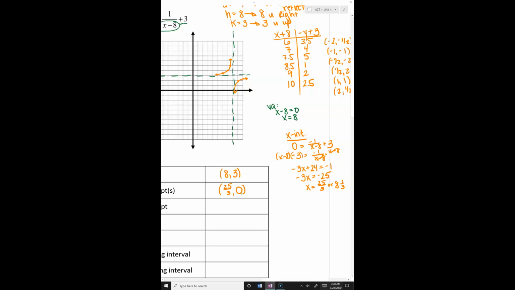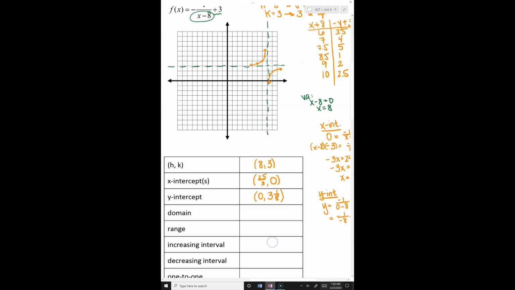And then there is a y-intercept, because if we were to extend that graph out, we'd intersect the y-axis, but we don't know what it is yet. So we're going to solve. So y is equal to negative 1 over, plug in 0 for x, minus 8, plus 3. We get negative 1 over negative 8, plus 3. So we get 3 and 1/8. Lovely. So 0 and then 3 and 1/8.